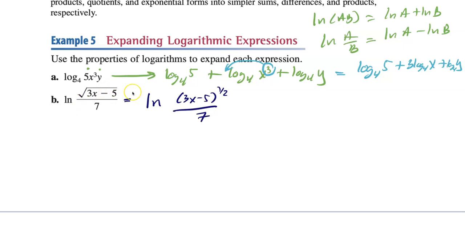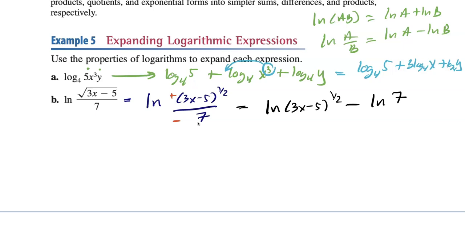Now divide works very similarly. Anything on top is going to be a positive because you're adding. Anything on the bottom is going to be a negative because you're subtracting. So we're going to first start off with natural log of 3x minus 5 to the 1/2. Now again, this is a positive. I don't write plus here because it's the first thing, but it is a positive value. The thing on the denominator is a minus. So we're going to subtract natural log of 7.